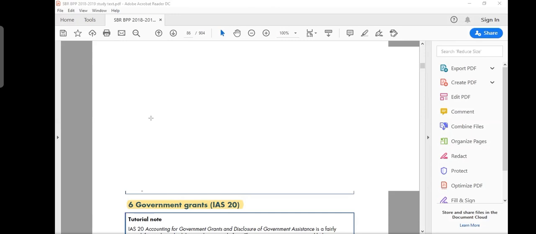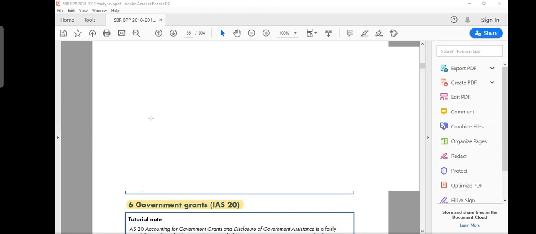If you have some kind of shortage in foodstuff, government will start giving some kind of assistance, a government grant, to those people who are into agriculture. The same goes with education and so on. So a government grant is a financial assistance, which could be in the form of cash or in the form of assets.